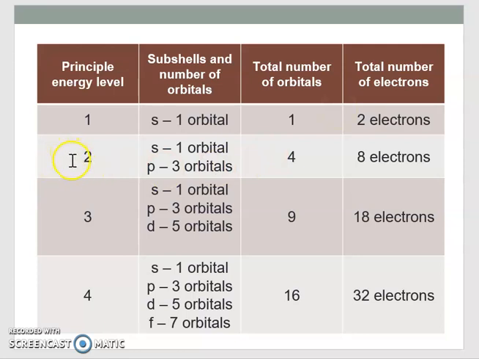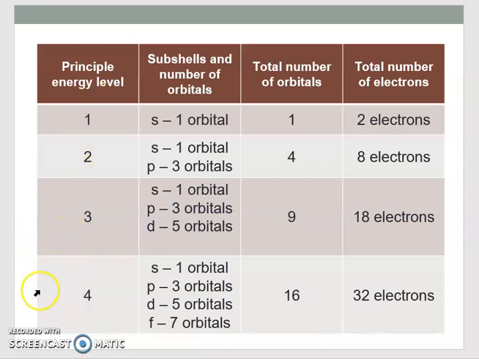In the second principal energy level, we have s and p sublevels for a total of 4 orbitals and 8 electrons. In the third principal energy level, we have S, P, and D sublevels, which means that we have 9 total orbitals and 18 total electrons. In the fourth, we have S, P, D, and F, which means that we have a total of 16 orbitals available and 32 electrons. Now, the way that these fill is not necessarily going to be directly in this order, so we're going to go over that.